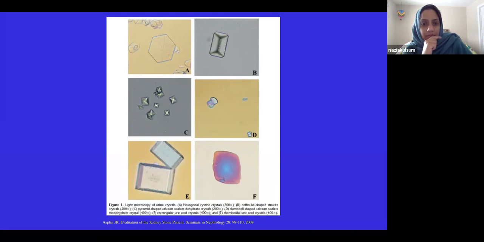And then you have the rectangular shape in the box E, which is the uric acid. It can appear both as rhomboid in F, or it can appear as rectangular. And again, these are translucent, so that's the reason why it may be hard for some people to identify them unless they're specifically looking for it.